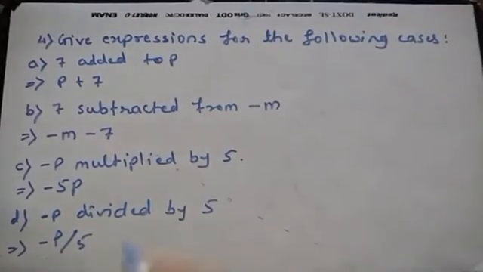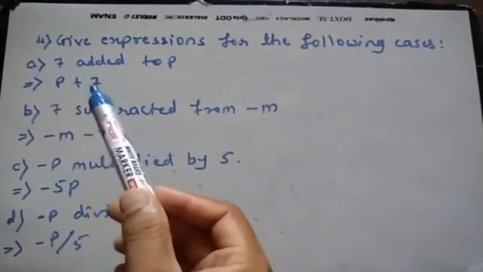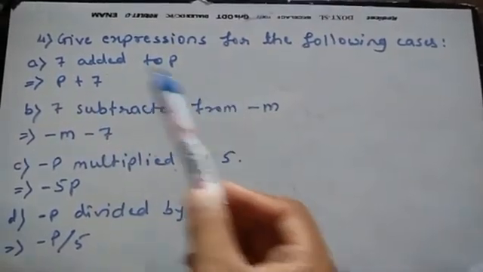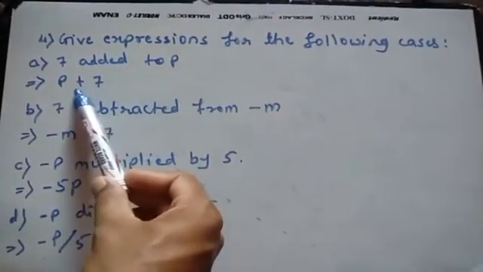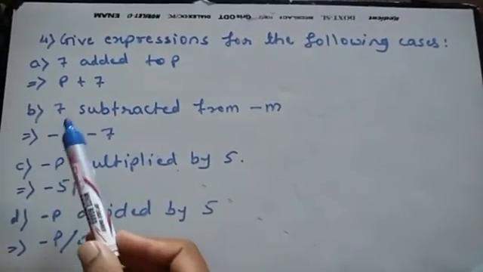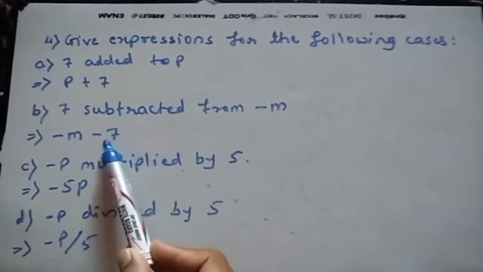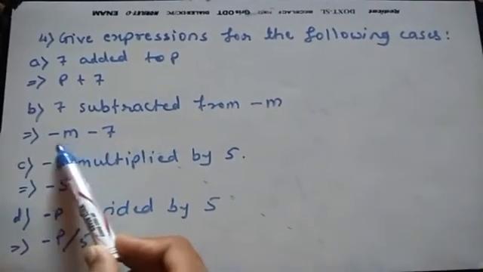See next question, that is give expressions for the following cases. Here one example we can see, 7 added to p. Now here 7 added to p. Now this is the expression for this case. As well as one more example you can see here, 7 subtracted from minus m. 7 subtracted from minus m. Here also we can see.